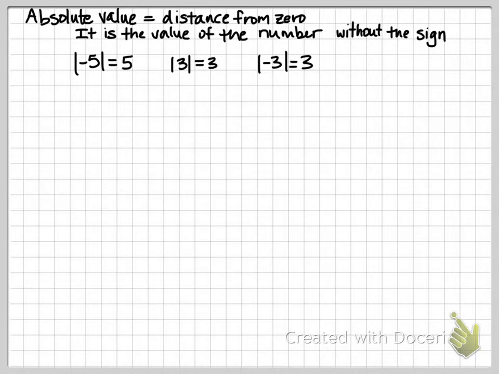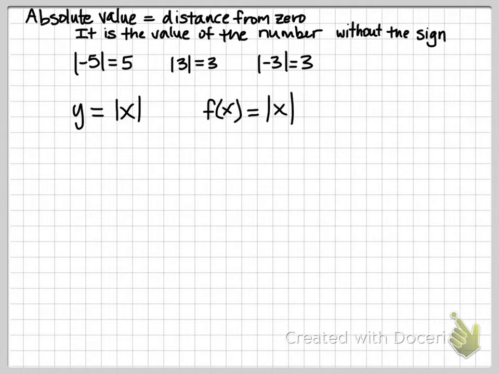Now we're going to graph it. So the basic absolute value equation looks like this: y equals absolute value of x. Now we could also say f of x equals absolute value of x. f of x is just another way of writing y. It's the same thing. So f of x equals absolute value of x.